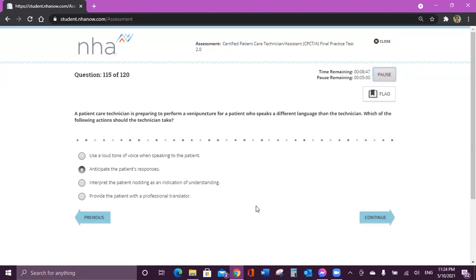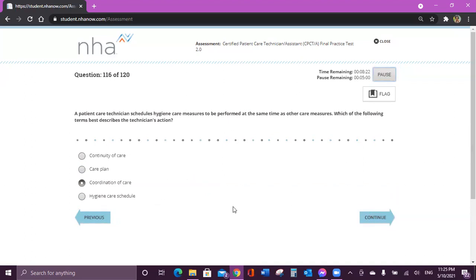A patient care technician is preparing to perform a venipuncture for a patient who speaks a different language. Okay. Use a term for speaking to the patient? No. Interpret for the patient. Provide the patient with a preferred translation.